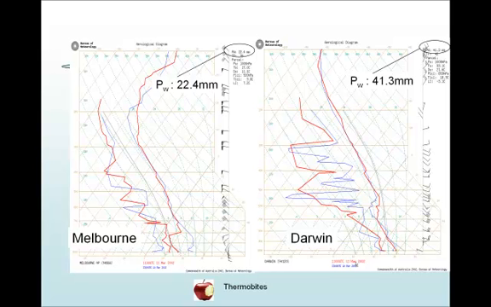The Darwin trace, you can see the precipitable water is higher. 41.3 millimeters isn't incredibly high for Darwin, but nonetheless, the dew point profile is shifted towards the right, and the moisture is deeper. So the values are higher there, and there's still the potential for deep convection, for thunderstorms at Darwin, which are often associated with large values of precipitable water.